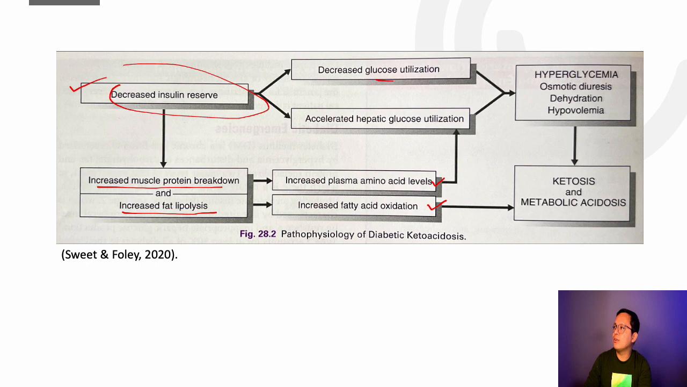Okay, so also here decreased glucose utilization and accelerated hepatic glucose utilization, causing hyperglycemia, osmotic diuresis, dehydration, and hypovolemia. So all of which will go to a process called ketosis and metabolic acidosis. So mo ni production sa imuhang ketones, unya ang imong blood kay kuan, imong body kay will become acidic, no? So metabolic acidosis mo na problema sa pasyente nga na ay DKA.